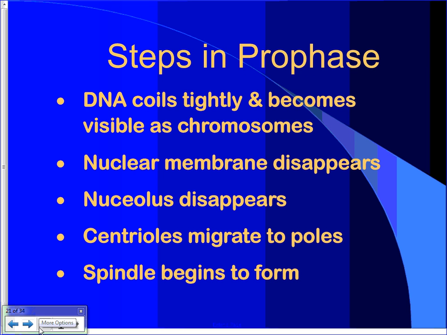Now, steps in prophase. First of all, the DNA will become coiled very tightly. Remember, the DNA is very loose and it's invisible in interphase. It becomes very tight. The nuclear membrane disappears, nucleoli disappear. The centrioles will begin to migrate to the poles. That's only in animal cells. Plant cells don't have centrioles. And the spindle will begin to form.